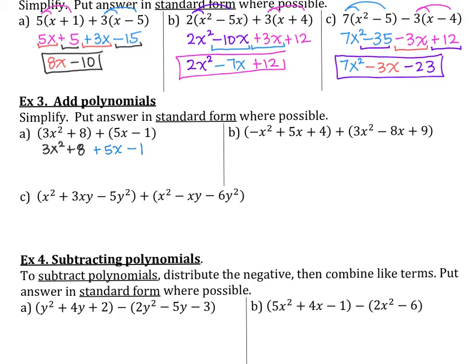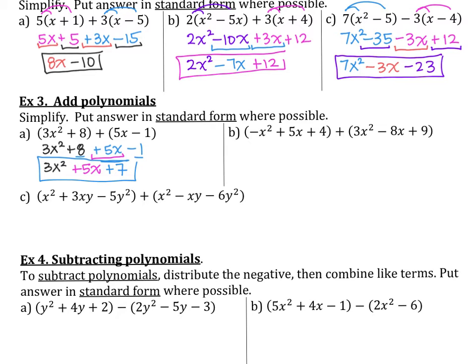So I'm just going to look for like terms. Okay, let's see. I see there's a 3x to the second. Are there any other x to the seconds? No. Okay, let me look and see if there's any x terms. There's this positive 5x. And then I have positive 8 minus 1. 8 minus 1 is positive 7. This is my final answer, and it is in standard form.